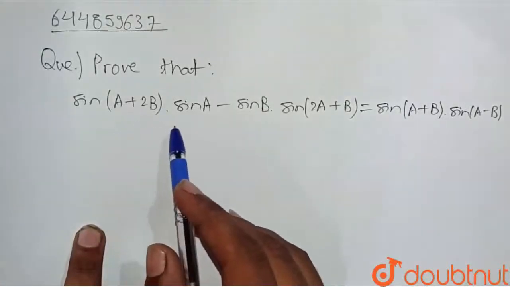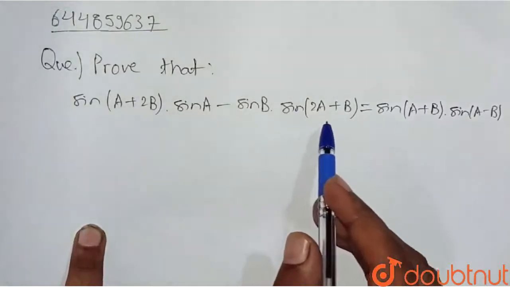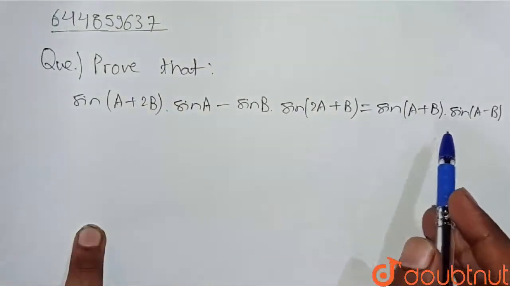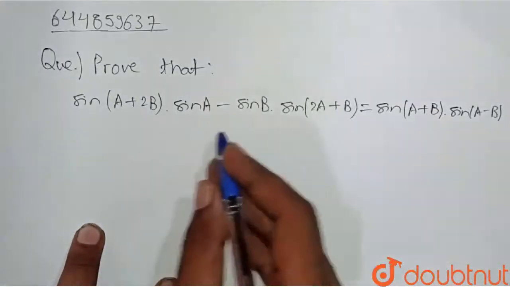Hello student, here we have a question. Prove that sin(a + 2b) sin a - sin b sin(2a + b) = sin(a + b) sin(a - b). We have to prove that.